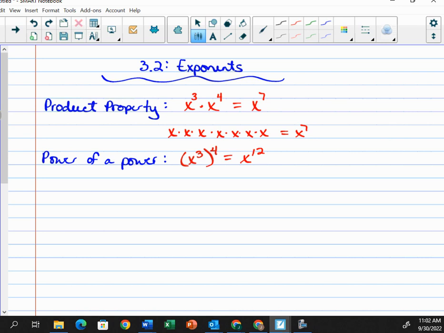Again, you could write this all out. I will do it. You don't need to. It's a lot of x's. This is really saying 4 groups of x cubed, right? Do you see how that's 12? Okay. Again, tedious, but if you are desperate, there you go. Write it all out.